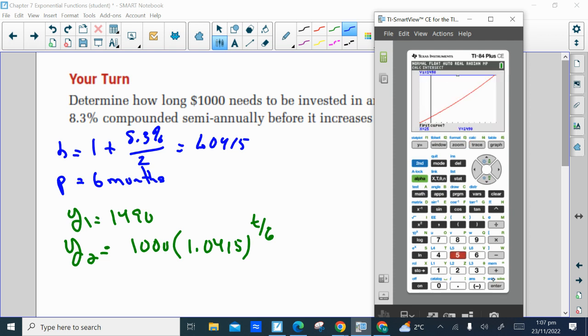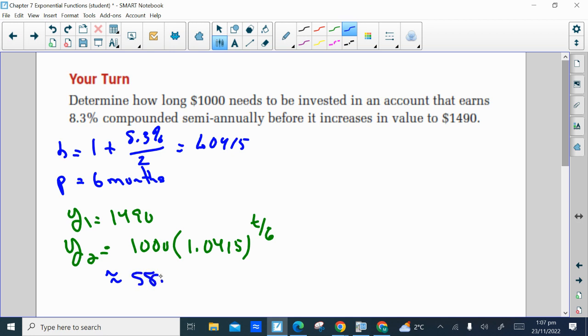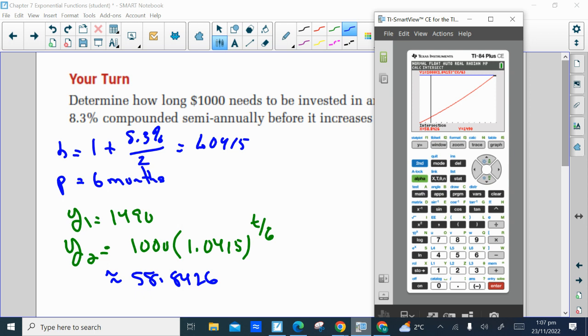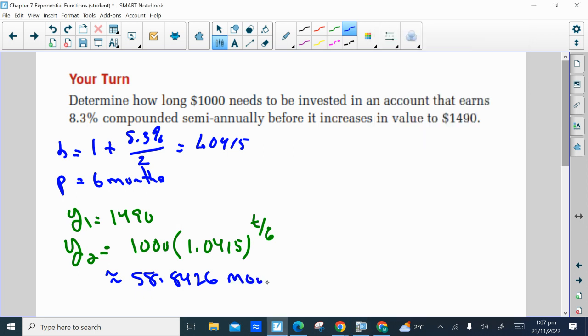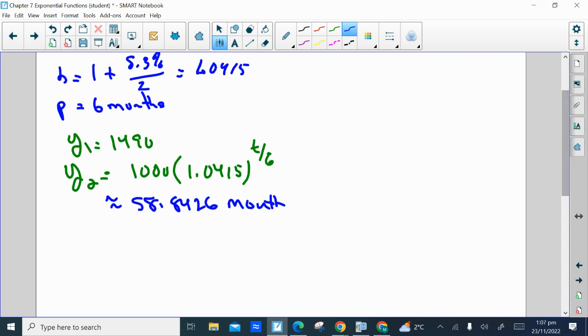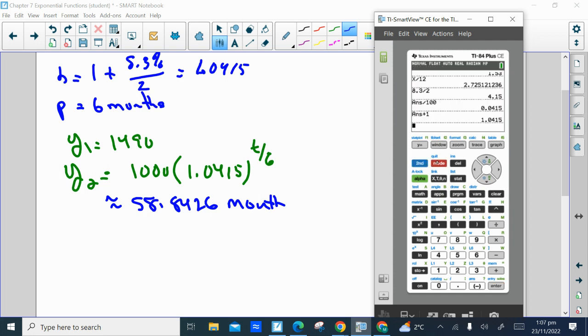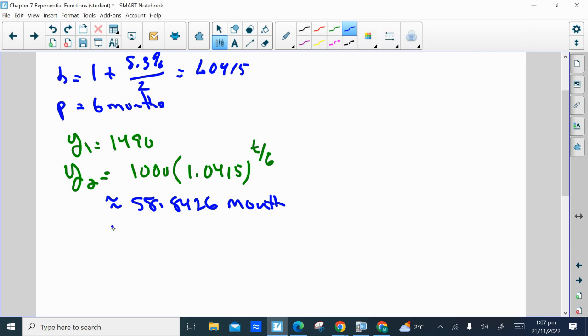Second function trace, number 5 for intersect. Enter, enter, enter. So it's at approximately 58.8426. So that is months. That would have to be divided by 12 in order to convert it into years. So if I take the x value and divide it by 12, so 4.9, which would have to round to 5 years.